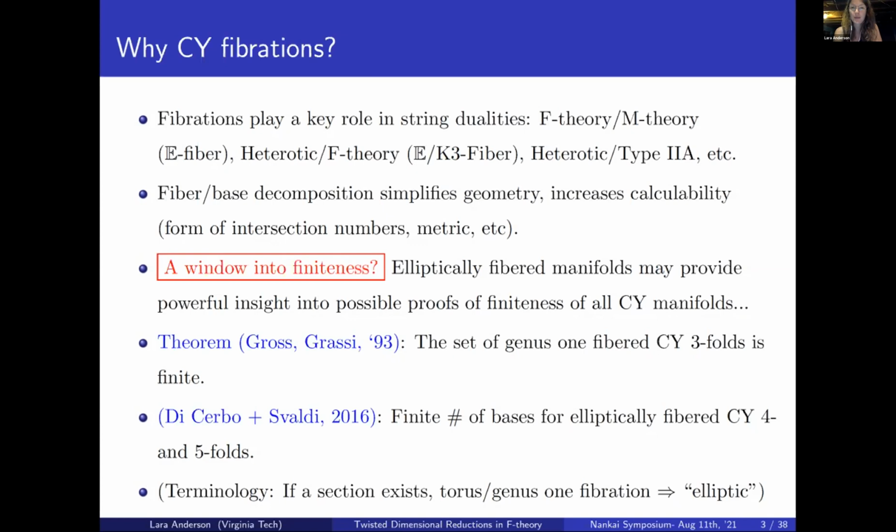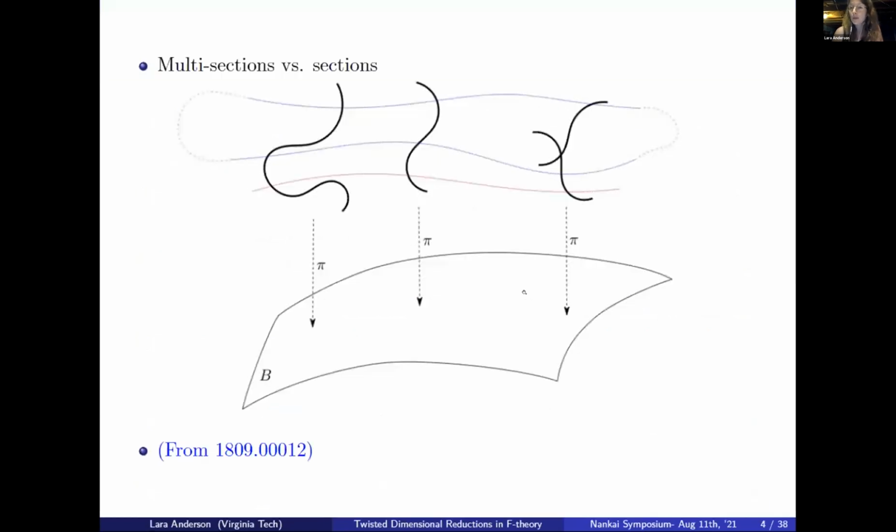Terminology: I've interchangeably in various places in the last 2 slides referred to elliptically fibered or genus 1 fibered geometries. Let me try and be a bit more precise about that. So the inverse image of points on the base, in the case of an elliptic or genus 1 fibration, is in all cases a T2, a Calabi-Yau 1-fold. However, if a section exists, then we can introduce an addition law on each of these fibers, and we refer to that as an elliptic fibration, i.e. as a complex manifold, the fiber is an elliptic curve. So if no section exists, it is still torus or genus 1 fibered, but if it admits a section, then it's elliptic.